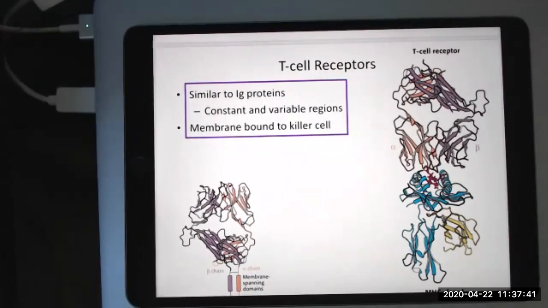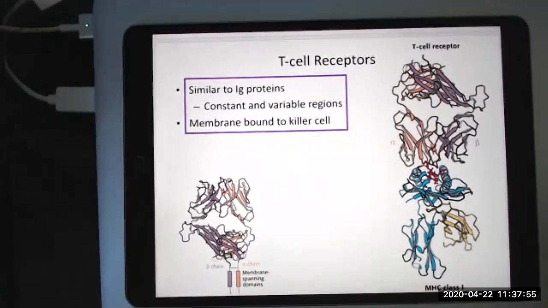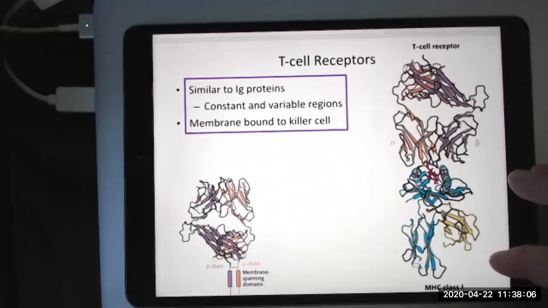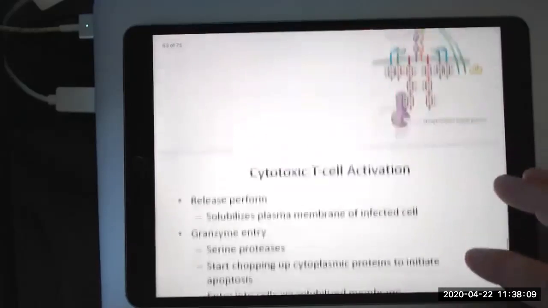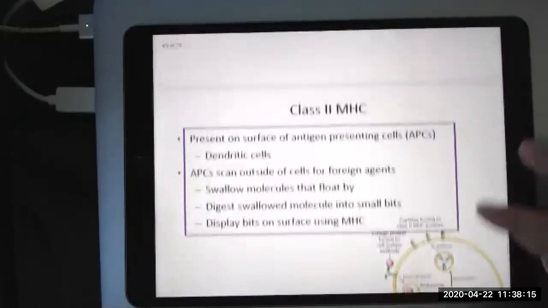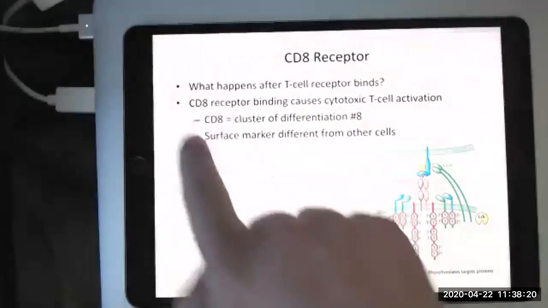They're sitting on the surface of these cytotoxic T cells. They're very similar to immunoglobulin proteins, but they are membrane bound to the killer cells, so they don't have to get there and then bring the cell along. They bring the whole cell with them, so you can get the process going as quickly as possible. They do get marked for destruction, using this CD8.